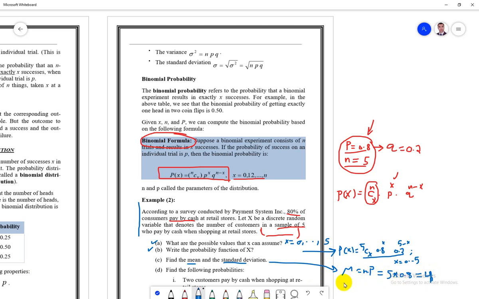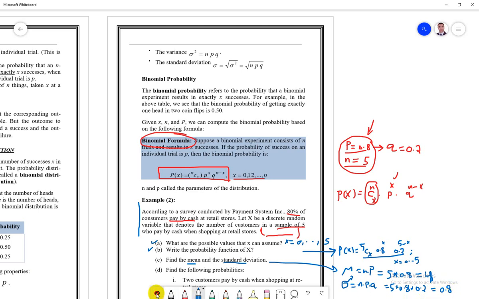Second, I will give you the variance, then the standard deviation. The variance, sigma squared, it's proved mathematically for you. You don't need to prove that. Sigma squared equal n times p times q, so that equal 5 times 0.8, that is n times p, times q, which is actually 0.2. So that equal 4 times 0.2, that equal 0.8. So that is the value of the variance.